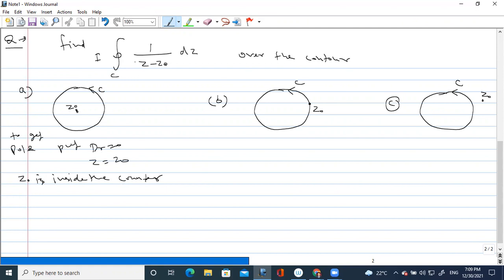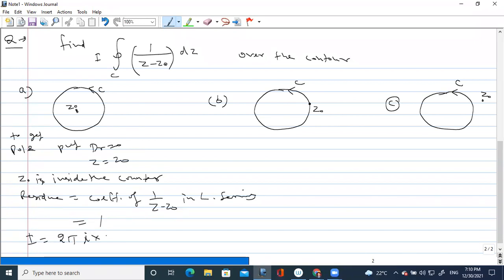Okay. And one more thing. Actually, this is the simple series I have given. So what is the coefficient of 1 upon z minus z0 here? 1. So here, residue will be the coefficient of 1 upon z minus z0 in the Laurent series. That was my definition. So that is 1 only. So the integral will be 2 pi i into residue. Residue is 1, so answer is 2 pi i. So this will be for A.